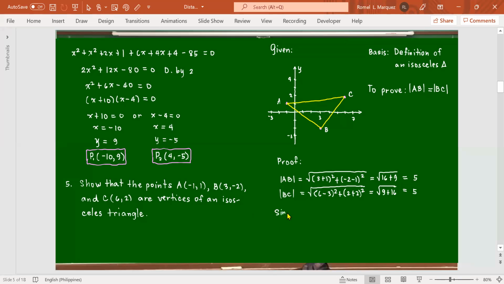Meaning the given points are vertices of an isosceles triangle. Okay, guys? Since AB is equal to BC, the triangle is isosceles. Or the given points are vertices of an isosceles triangle. Clear, children? Okay? Yes, sir. So we're done.